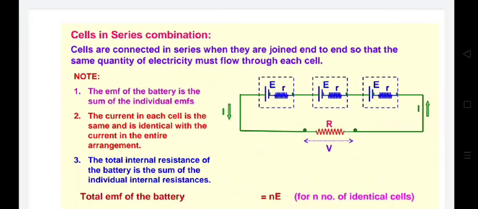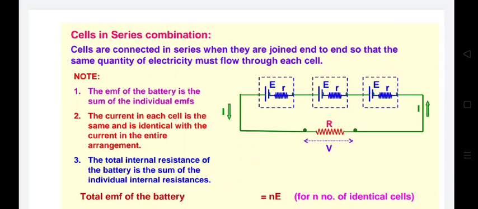We have combinations of cell. A cell is a source of electric current. We cannot take a strong current from a single cell. Usually, to get strong current, two or more cells are to be combined. The combination of cells is called battery. Cells can be combined in three ways. One, in series combination. Second, in parallel combination. Third, in mixed grouping.